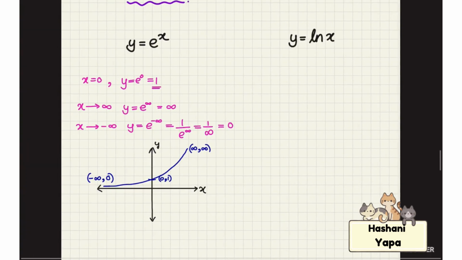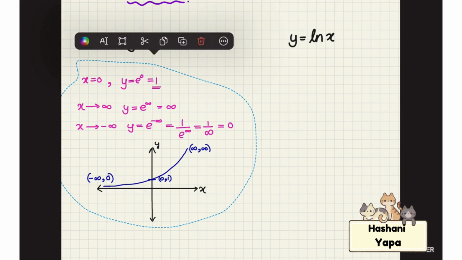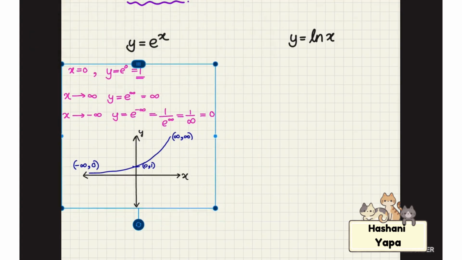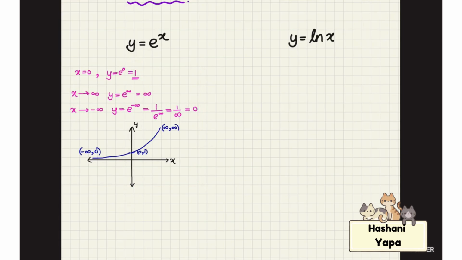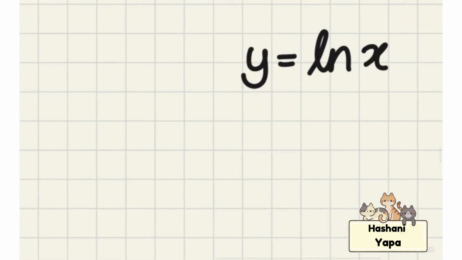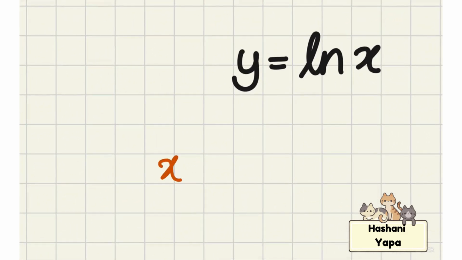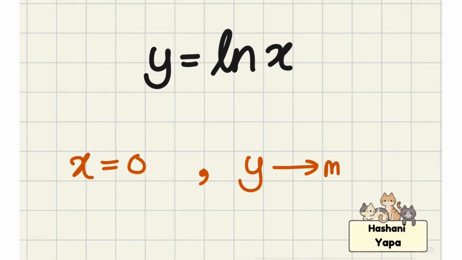Let's look at y equals ln x. I'll write it in orange. When x equals 0, how much is y? When x equals 0, you're not going to get a y value. You're going to get a math error. You wouldn't get a number.